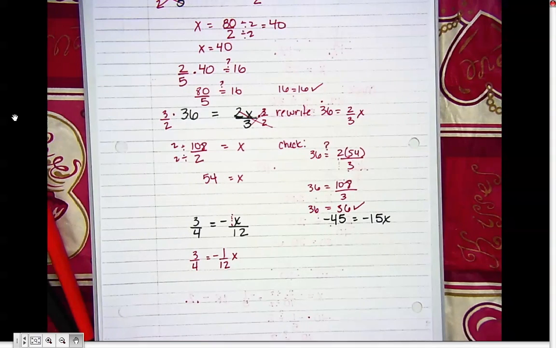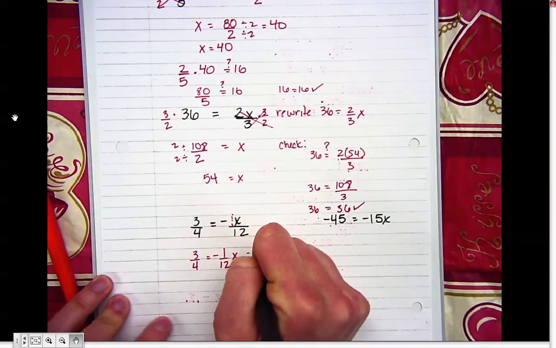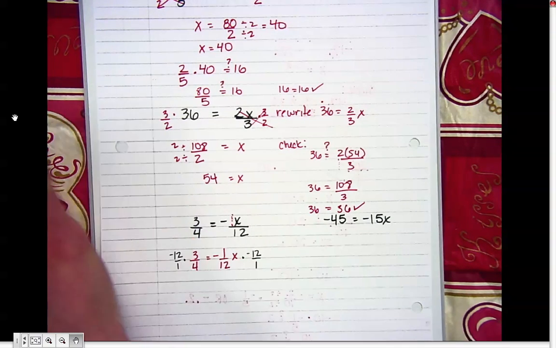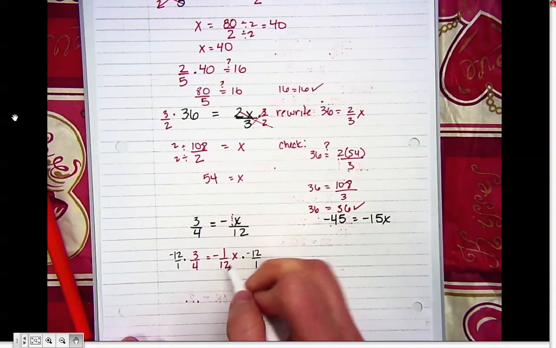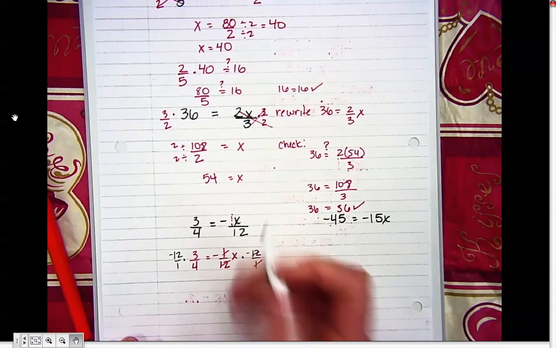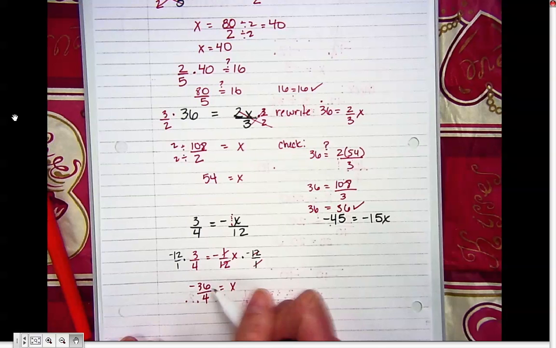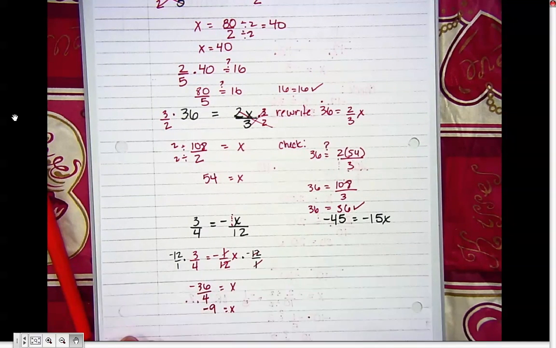So now I'm going to multiply by my reciprocal, or my inverse. So I'm going to multiply both sides by negative 12 over 1 times negative 12 over 1. All right, when I do that, these are going to cancel out. And I get x equals negative 36 over 4. Negative 36 divided by 4, I get x equals negative 9.